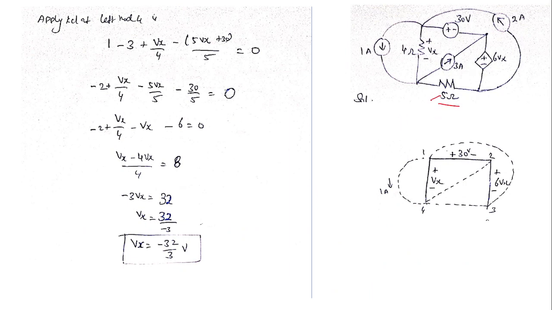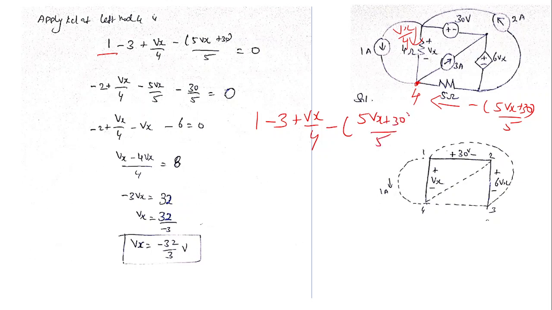So in this direction we have minus of 5Vx plus 30 by 5, and in this direction we have Vx by 4. I can apply KCL at this node 4. 1 ampere is entering, so plus 1. 3 ampere is leaving, so minus 3. Vx by 4 is entering, so plus Vx by 4. And minus of 5Vx plus 30 by 5 is entering, so minus of 5Vx plus 30 by 5, which is equal to 0. So that is the first equation. Just solve this equation.